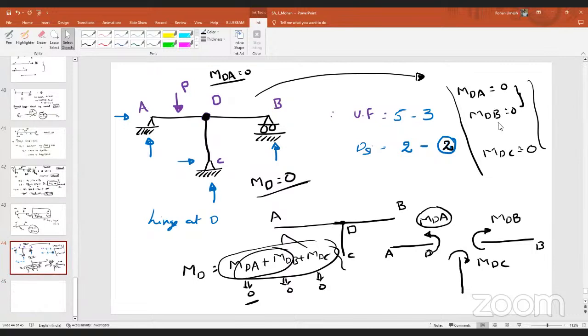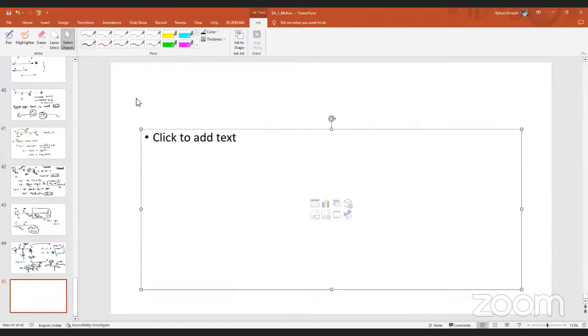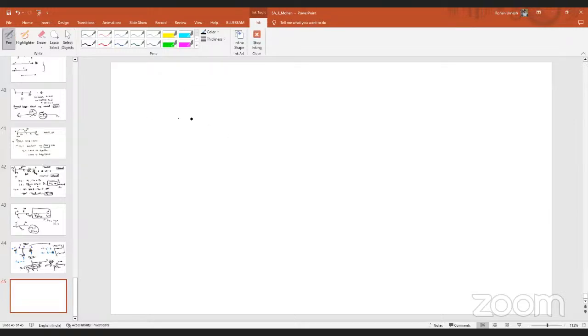As of now, is it okay? The logic that 2 should be equal to 0 and the remaining 1 automatically is 0. Do you guys agree with that? Yes, sir. Right? Yes, sir. Now let me tell you that, for the same problem, in how many ways can I find the moment at point D?